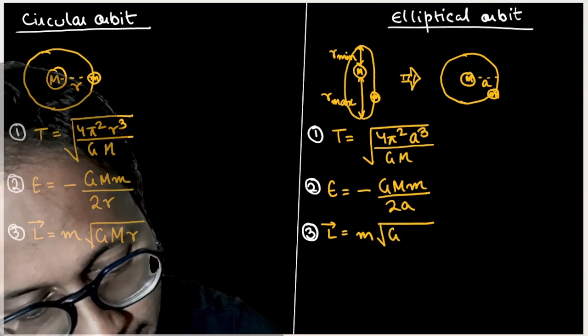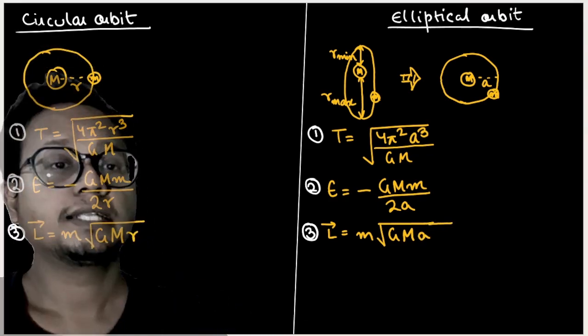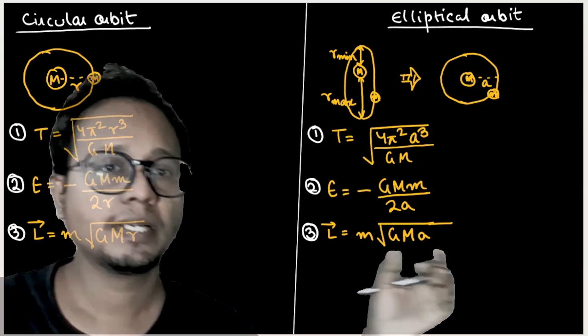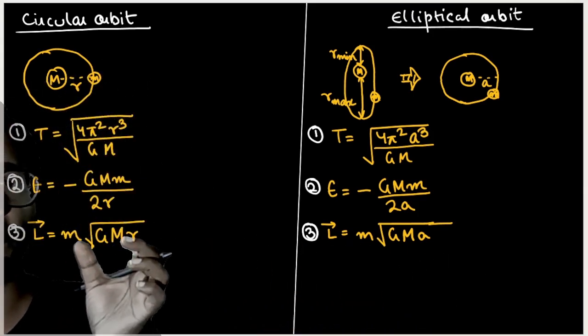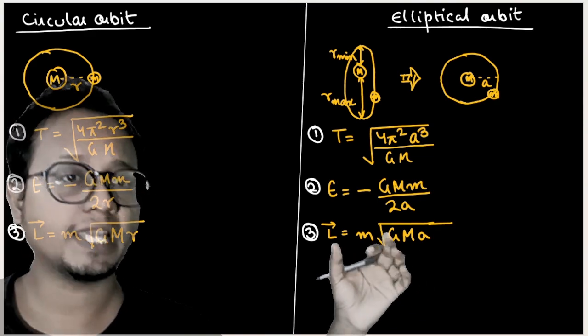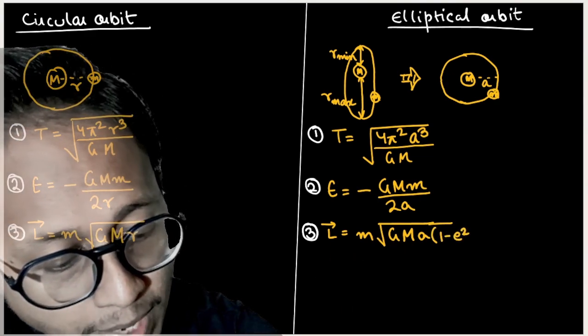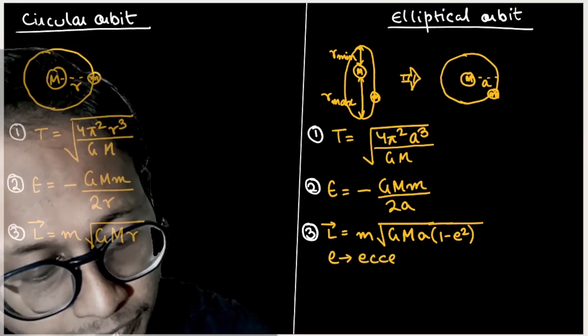For a circular orbit it is m into under root of G mass of sun into a. Okay, there is one more parameter out here. That derivation I'll give you later. But the only difference is, when you find out angular momentum in a circular orbit, it will be this one. When you find out angular momentum in an elliptical orbit, you have to multiply this a by one more term, and that is nothing but 1 minus e square. But e is nothing but the eccentricity of the orbit.